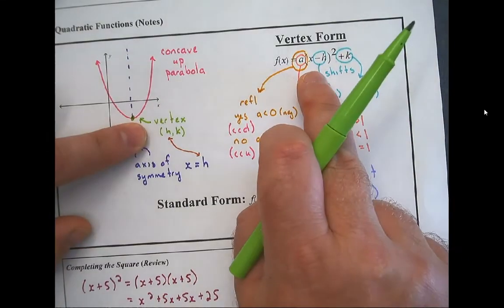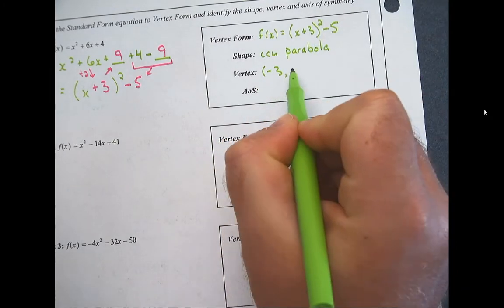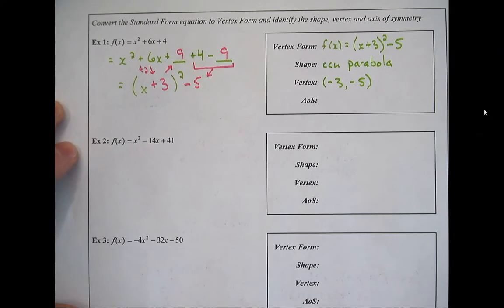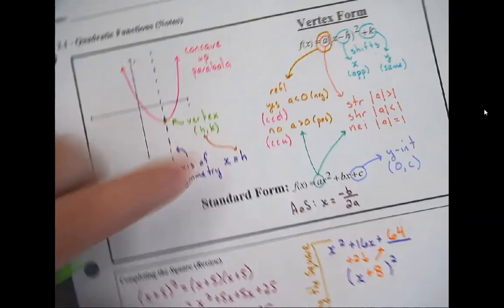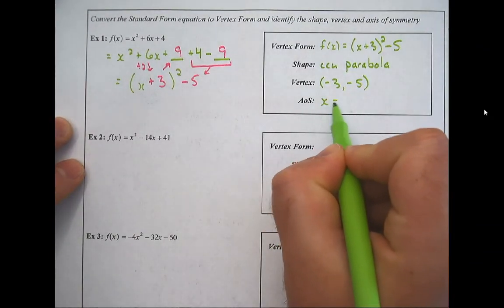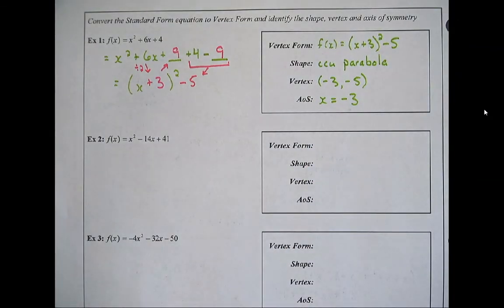My vertex, remember our vertex were H and K. These shifts help us figure out our vertex. So this is going to be a shift of negative 3 and minus 5. Opposite x, same as y. And then my axis of symmetry is always x equals whatever the x coordinate is of your vertex. So that would be x equals, my x coordinate is negative 3. There you go.